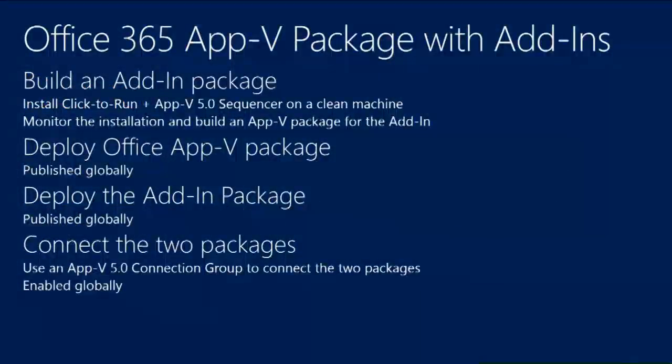All right, so one of the things we didn't show you is how do you create an add-in for Office? I didn't do a demo, but I can tell you what you do is you install Click to Run on your sequencing machine, on a clean one, because that is our preferred method. And then when you have that there, you go through the normal process of sequencing. It's going to monitor the installation, and it's going to build an AppV package for that add-in. Once you have that add-in, you can go through the steps you just saw today.